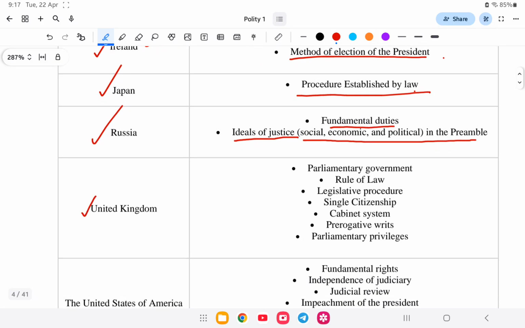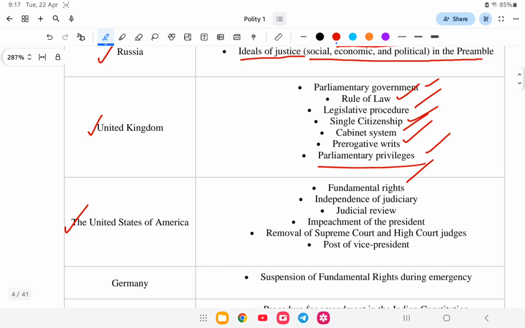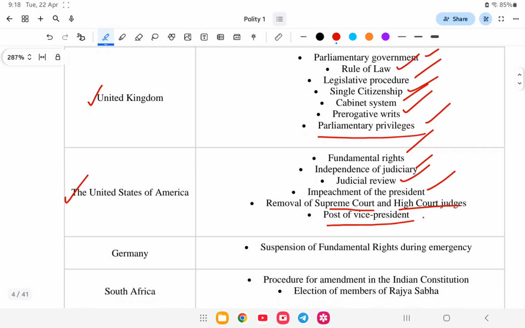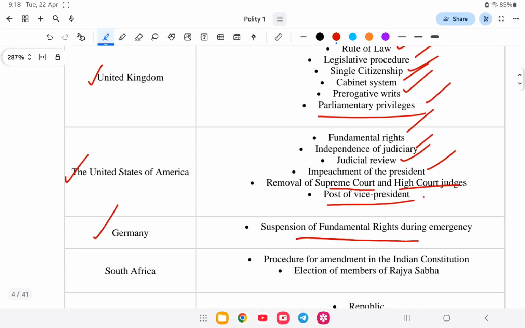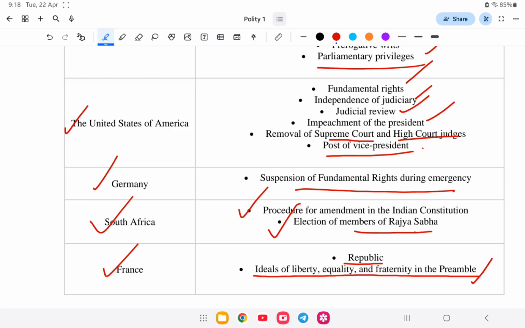From the United Kingdom, the parliamentary government, rule of law, legislative procedure, single citizenship, cabinet system, prerogative rights and parliamentary privileges. From USA, fundamental rights, independent judiciary, judicial review, impeachment of president, removal of Supreme Court and High Court judges, and post of vice president. From Germany, the suspension of fundamental rights during emergency. From South Africa, the procedure of amendment to the constitution and election of members of Rajya Sabha. From France, the republic, and the idea of liberty, equality, fraternity in the preamble. So these are the countries from where our constitution was inspired.